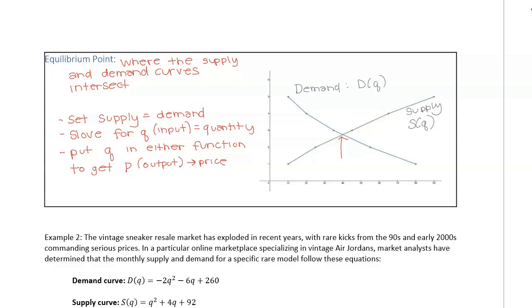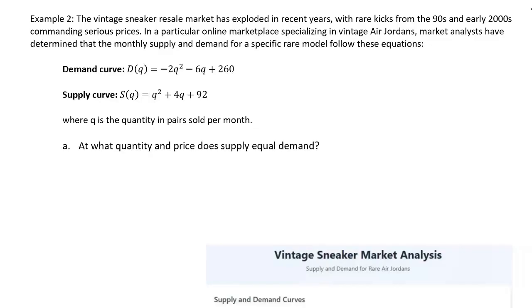Okay, let's put all this together with an example. This example discusses the vintage sneaker resale market, which has exploded in recent years, with rare kicks from the 90s and early 2000s commanding serious prices. In a particular online marketplace specializing in vintage Air Jordans, market analysts have determined that the monthly supply and demand for a specific rare model follows the following equations.